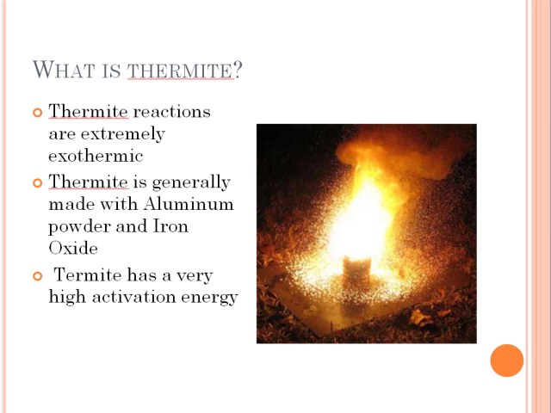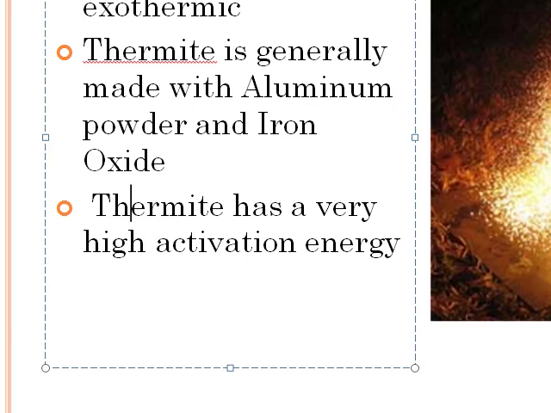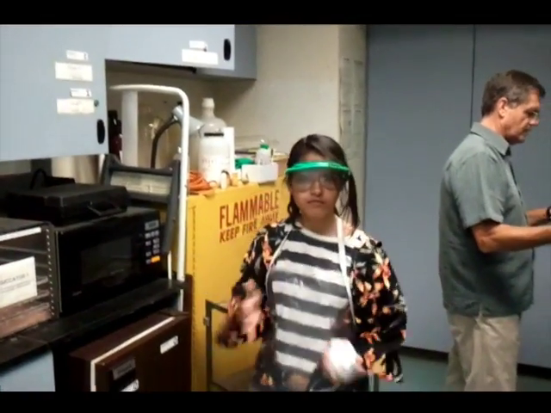Bloopers! Thermite is generally made with aluminum powder and iron oxide. Termite. Shut up. Okay. Do that.